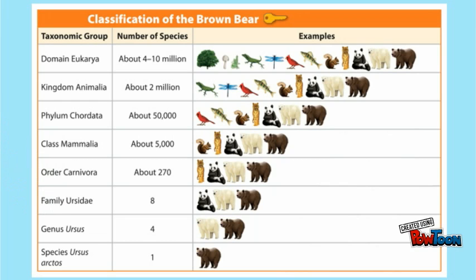Of those 8 species, only 4 are in the genus Ursus, which includes organisms whose feet are flat on the ground while walking and have huge molars. The brown bear is the only bear in the genus Ursus with a massive skull and long claws that are less curved than other bears, so its species is given the name Ursus arctos.